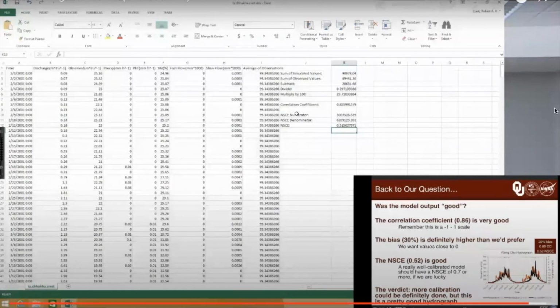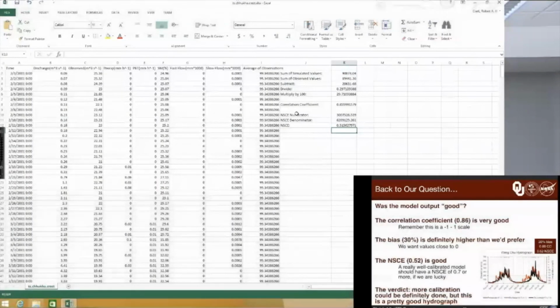Close to 1, which is perfect. That's a really good correlation. The bias is higher than we'd prefer at 30%. We'd like, of course, something closer to 0. And the Nash is pretty good as well.